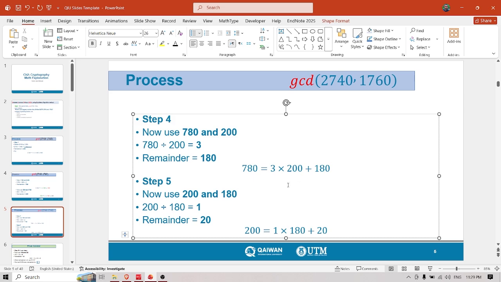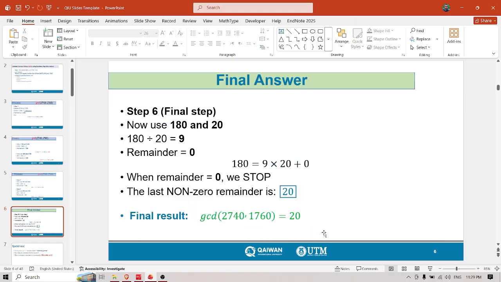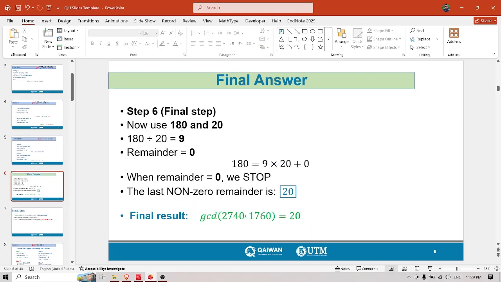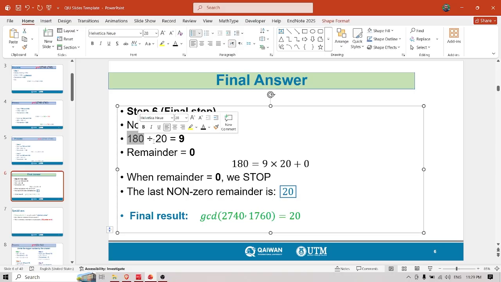Now we reached it here, and now we will take 200 and 180. Once we take this, we will get plus 20. So 180 and plus 20. We will take these two. And now if we divide 180 by 20, we will get 9 with a remainder of 0. We will get a whole number with no remainder.